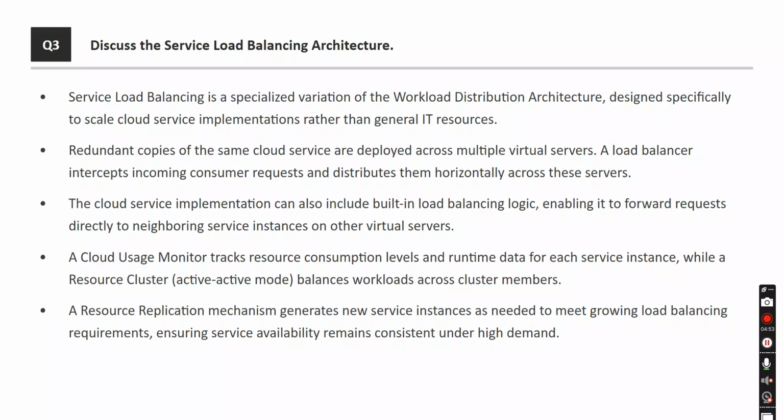To support all of this, a cloud usage monitor tracks resource consumption and runtime data for each service instance. A resource cluster in active mode helps balance workloads across cluster members, and a resource replication mechanism generates new service instances whenever load balancing requirements grow, making sure the service stays available even under heavy demand.